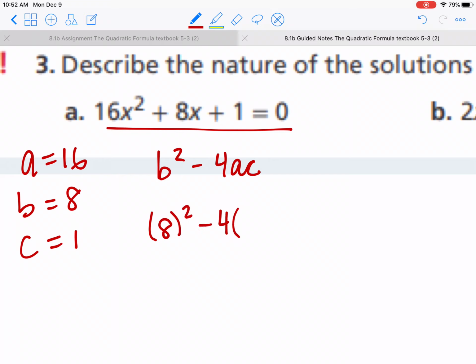So I'm going to replace each letter with the number that we know goes in its spot. So this, I think it's going to end up being 0. 8 squared minus 4 times 16 times 1 gets us 0. Okay, if our discriminant is 0, then we get one real solution.